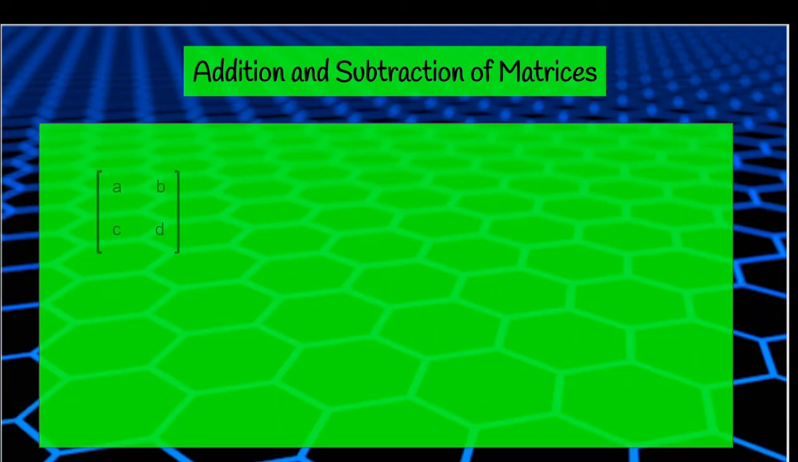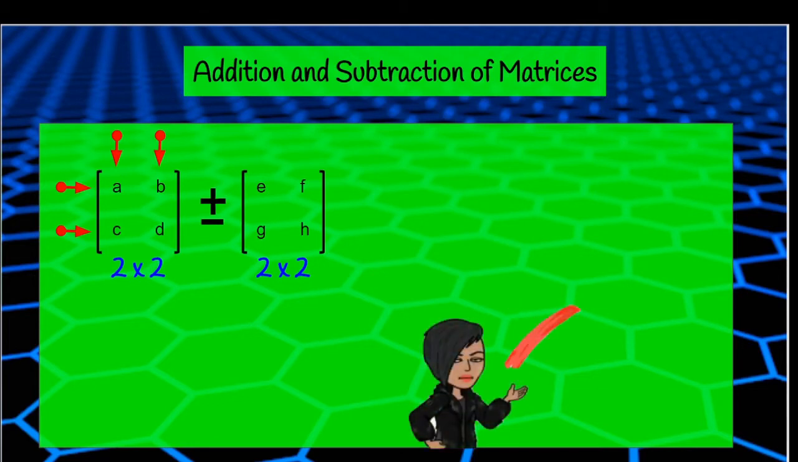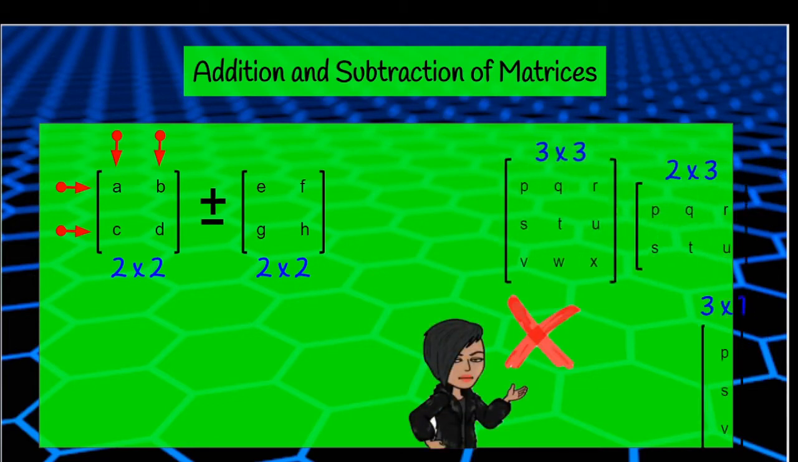Let's take a look at this matrix. It has two rows going from left to right and two columns going from top to bottom. So we call it a 2 by 2 matrix, written as 2 times 2. This is its dimension. Now, a 2 by 2 matrix can and should only be added to or subtracted from another 2 by 2 matrix. It should not and actually cannot be added to or subtracted from a matrix with any other dimension.